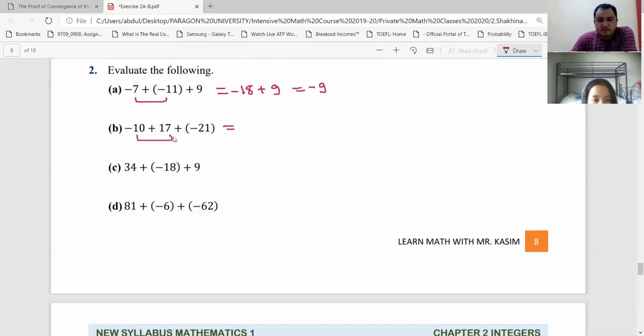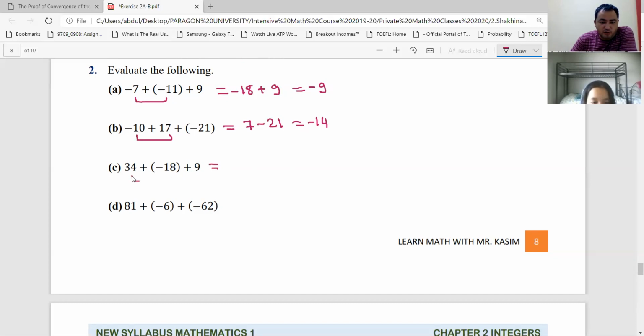Next. Negative 10 plus 17. That is 7, not 27, because it is minus 10. And plus minus is minus 21. What is 7 minus 21? Negative 14. Okay, next.